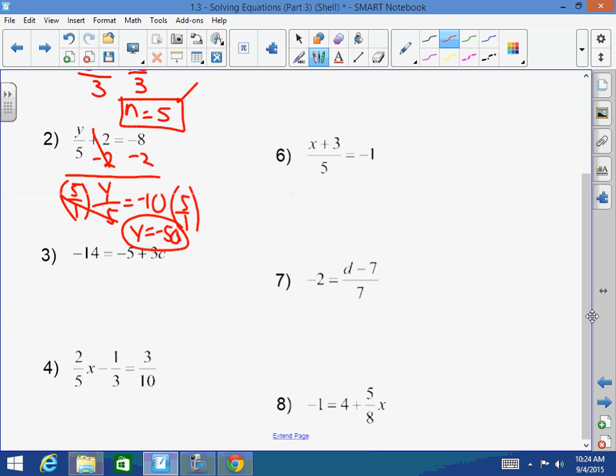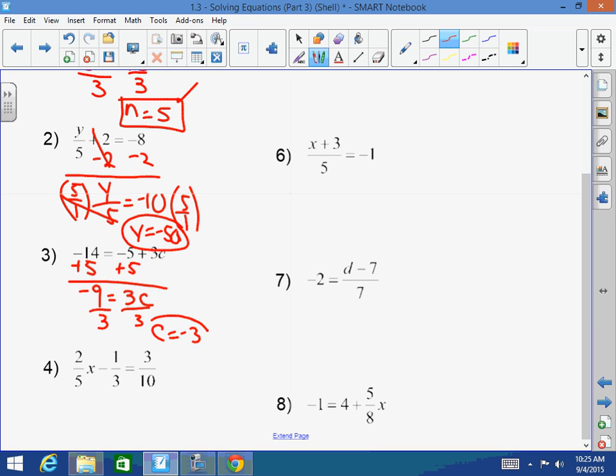Number 3. We've got negative 14 equals negative 5 plus 3c. Tell me what to do, boys. Yes, sir. Add 5 because I'm going to get rid of addition and or subtraction first. Very good. That gives me negative 9. And then what's the relationship between the 3 and the c? They're being multiplied. How do I get rid of the multiplication? That's exactly right, man.